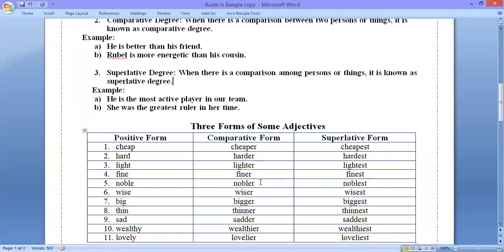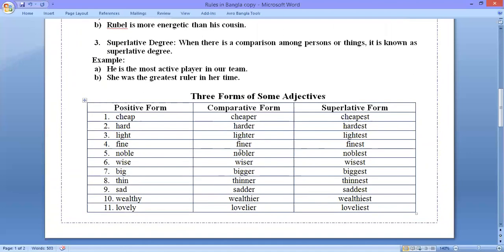Now I would like to discuss some forms of degrees. So there are three forms of degrees. They are positive form, comparative form, and superlative form. Number one, cheap, cheaper, cheapest. If we look at the first example, we can see that by using er we can make comparative, and by using est we can make superlative. Same is the matter with hard, harder, hardest, light, lighter, lightest.